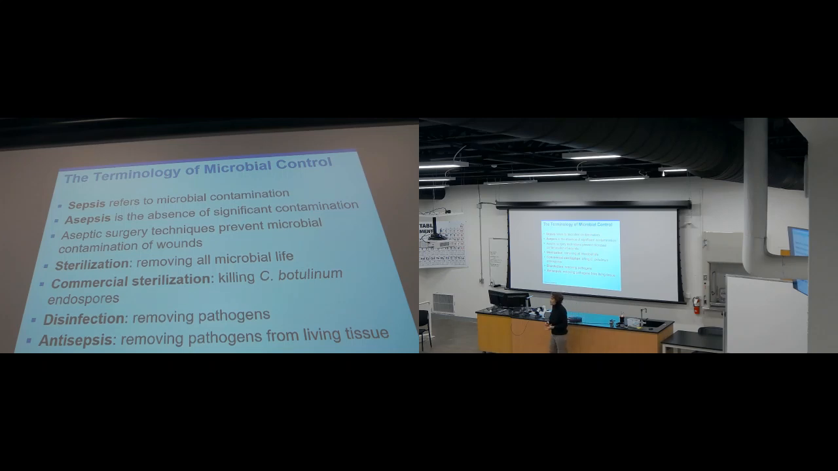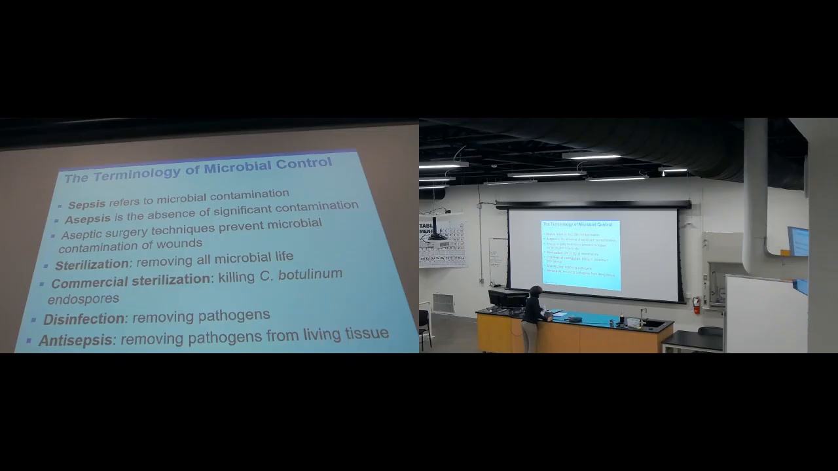So recently, like a couple of months ago, we saw in the news an outbreak of botulism caused by a formula that was contaminated with these endospores. And they had to recall all these cans of formula. So that's commercial sterilization. What is the target? Getting rid of Clostridium botulinum.